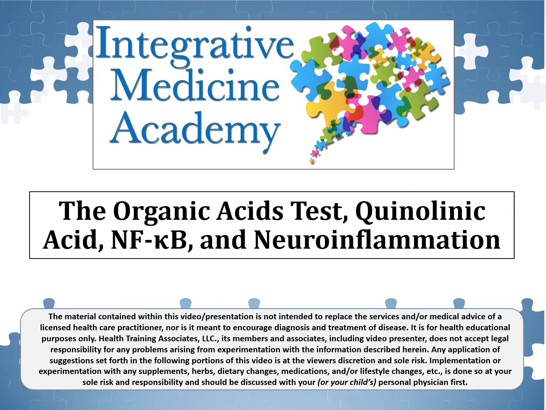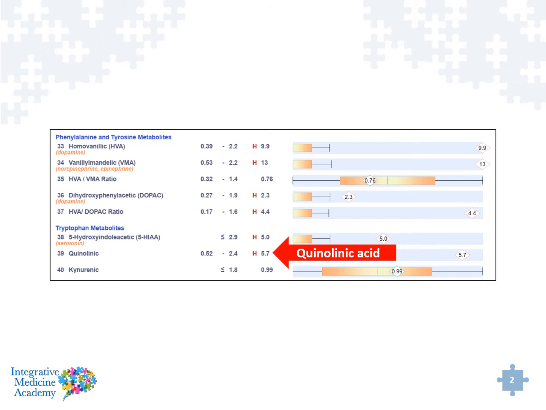The title of this short video is the Organic Acids Test, Quinolinic Acid, NF-kappa B, and Neuroinflammation. If you've done any testing through Great Plains Laboratory or even some of the other labs that carry organic acid profiles, there is commonly a marker on that profile called quinolinic acid. On the Great Plains test, it's actually under the neurotransmitter section, specifically under the tryptophan metabolites, because quinolinic acid is linked to the kynurenine-quinolinic acid pathway.